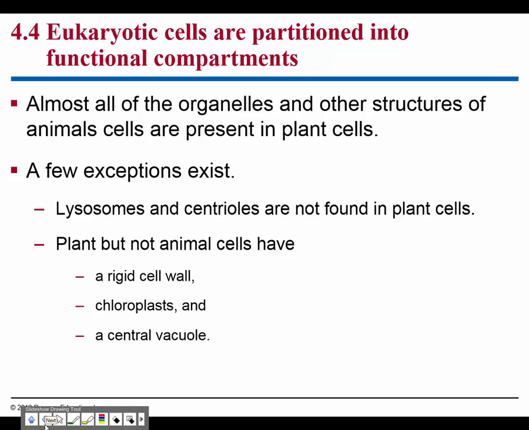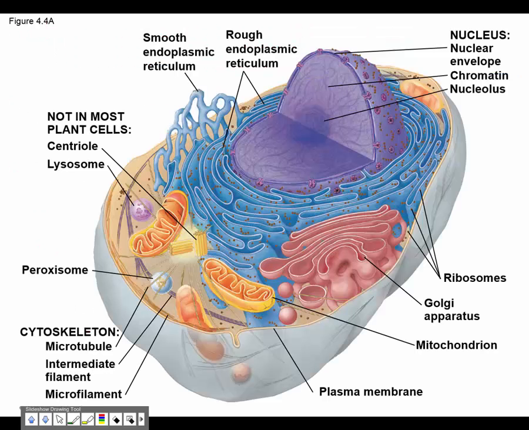And when you look at the difference between plant and animal cells, almost all of the organelles are similar. There are a few exceptions, so if I ask you to identify a plant or animal cell on the test, you should be able to do this. Lysosomes and centrioles are not found in plant cells. Plants have a rigid cell wall, chloroplasts, and a central vacuole. Plant cells are kind of square or rectangular, whereas animal cells are not.